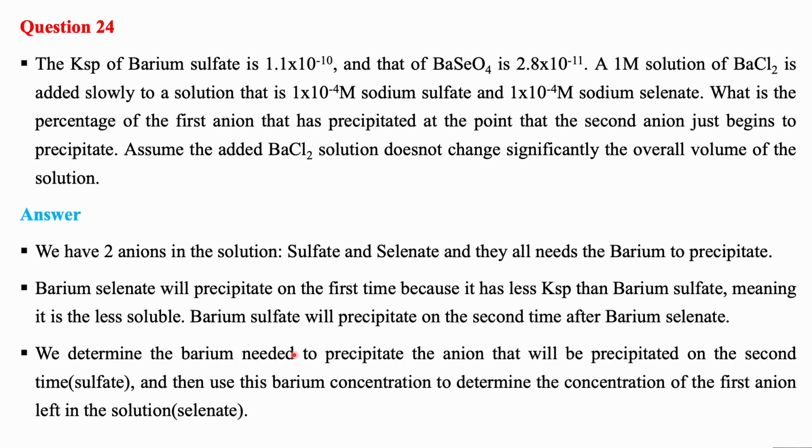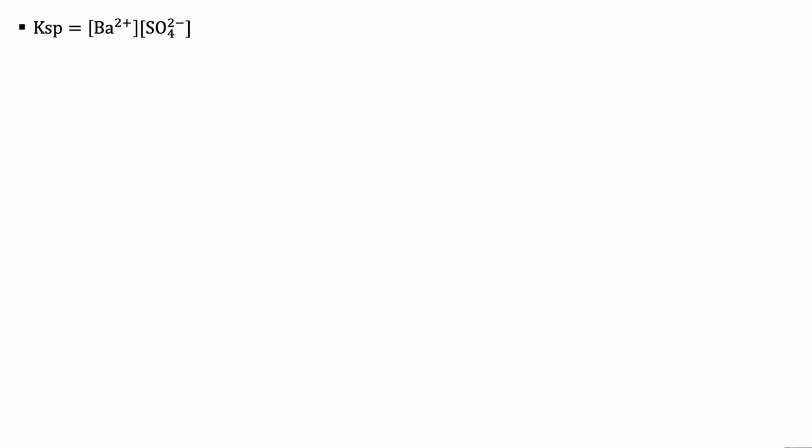So then, as long as we know the one which will precipitate second, we determine how much is required to precipitate that ion. Then we use that concentration to calculate how much will be remaining in the solution and how much precipitated, of course. Here then we calculate the barium required to precipitate the sulfate, because the sulfate is the one which will precipitate the second time. Then after finding that barium required to precipitate the sulfate, we use that barium to calculate how much of the selenite will be remaining in the solution.